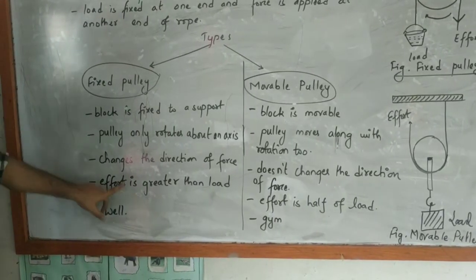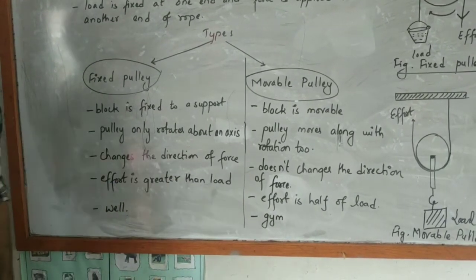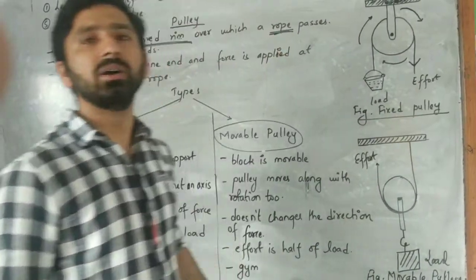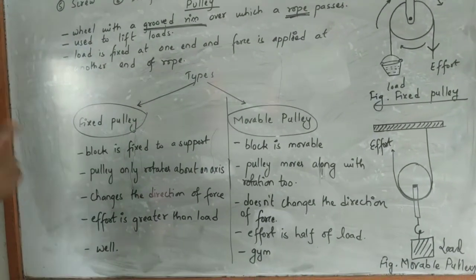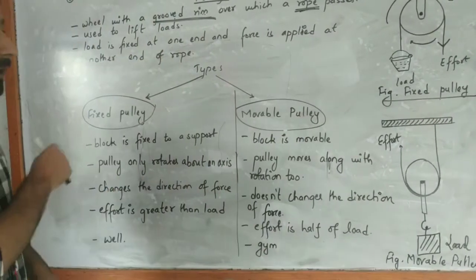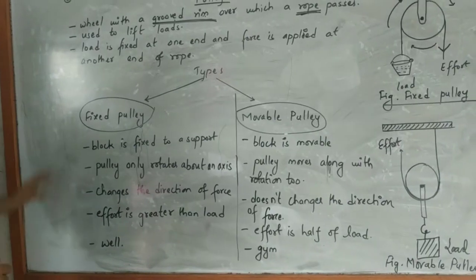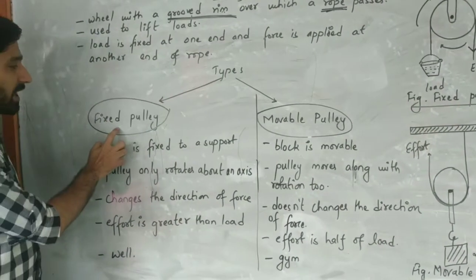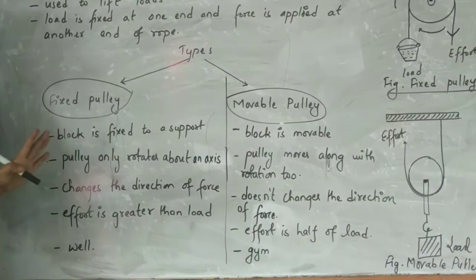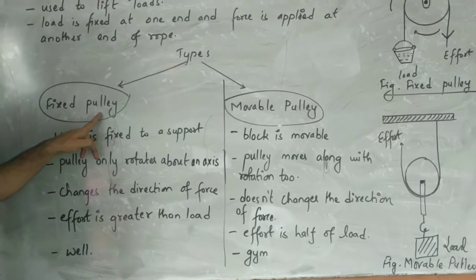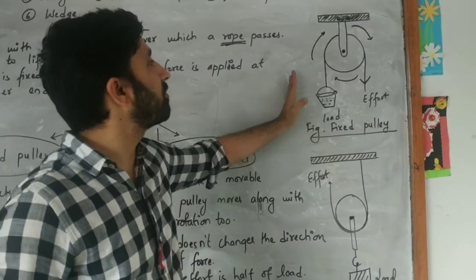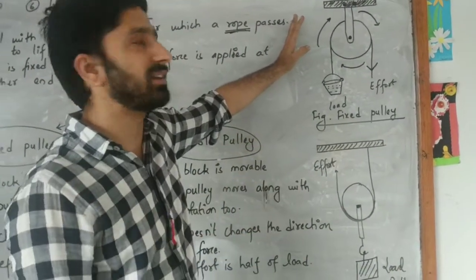In the fixed pulley, effort is greater than load. That means even to lift a smaller load, we have to apply more effort. But also we use it. Why? It changes the direction of the force. That means, listen carefully, though the effort applied in a fixed pulley will be greater than the load, we still use it. Why? Because the fixed pulley helps to change the direction of force. The water is to be carried upward, and we apply the force downward, so that is easier.